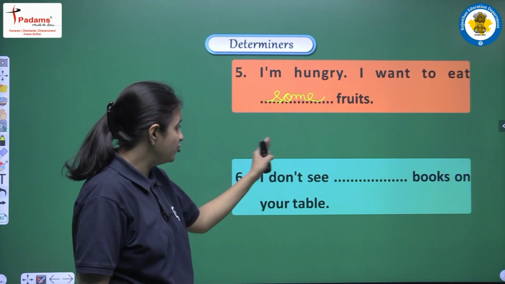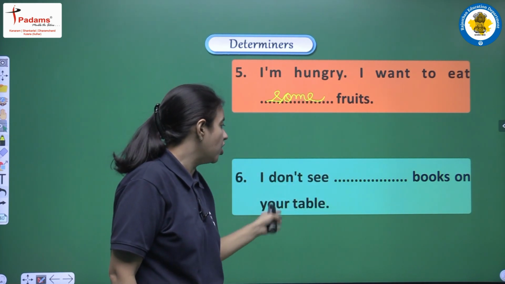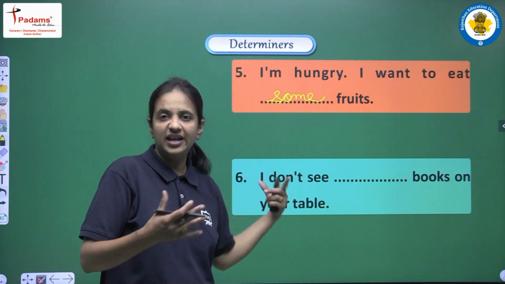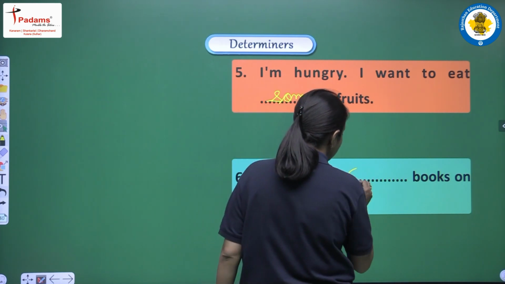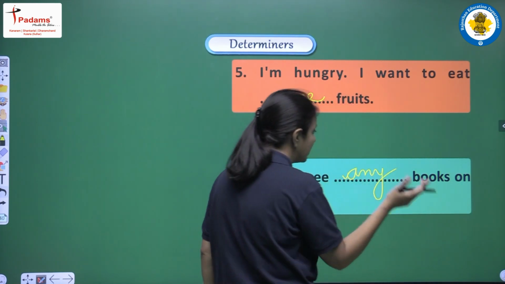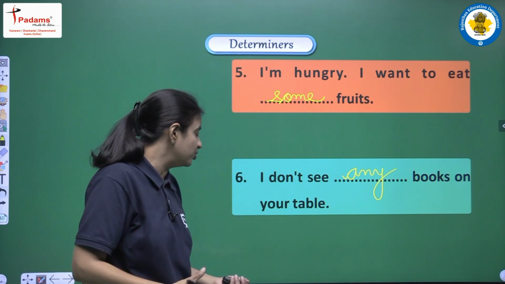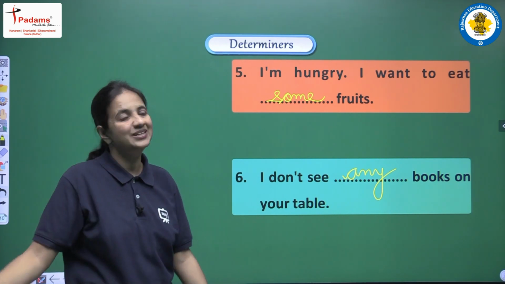Next one is I don't see books on your table. So it's a negative one and the speaker is saying that he is unable to see any book. So there is not any book on the table. So the speaker is saying that I don't see any books on your table.